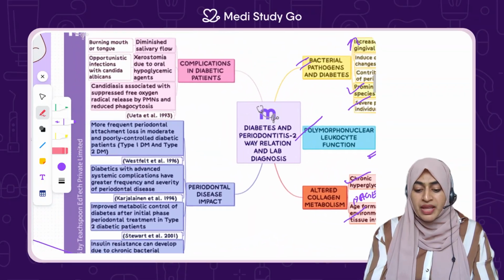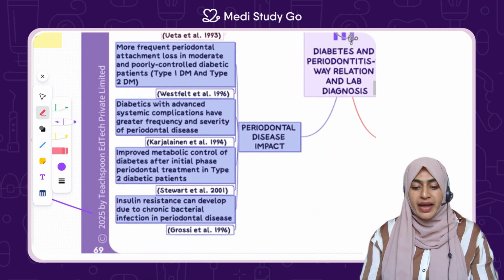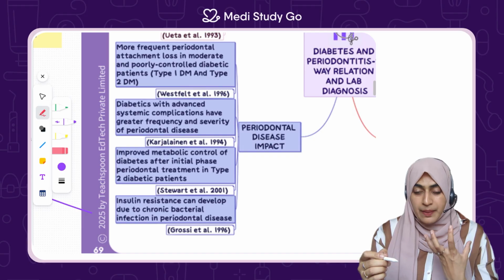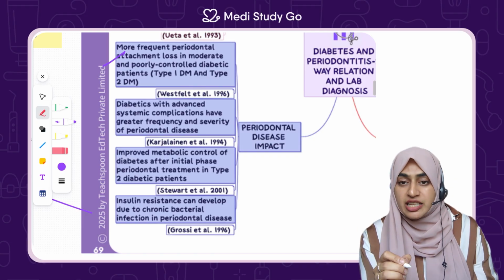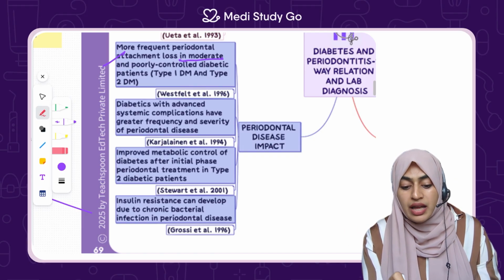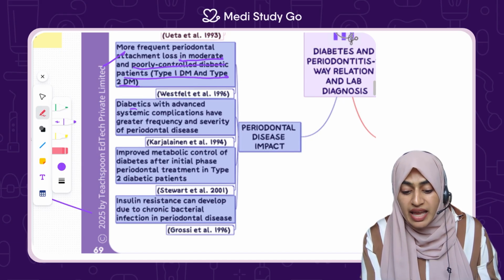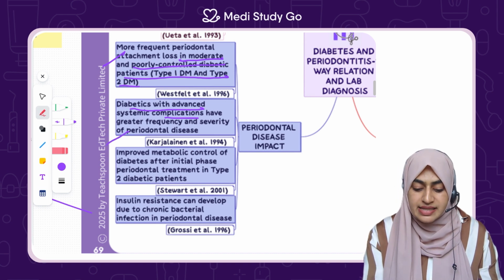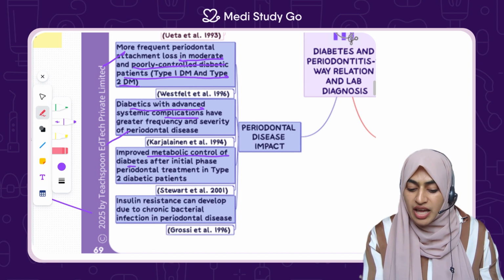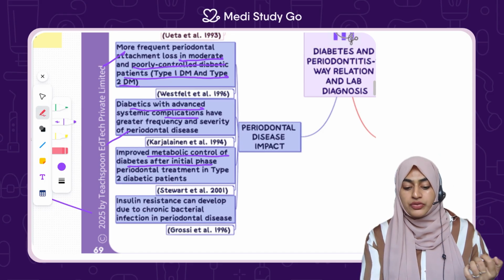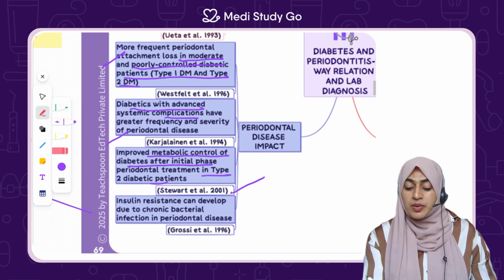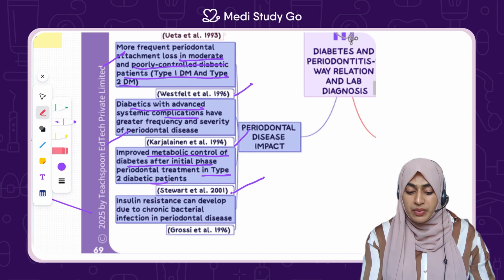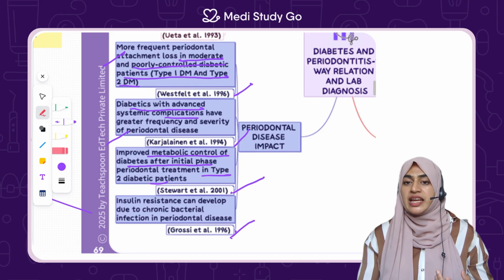Okay, then the periodontal disease impact, how does this impact happen? There is more frequent periodontal attachment loss in moderate and poorly controlled diabetic patients, type 1 and type 2. Diabetics with advanced systemic complications have greater frequency and severity of periodontal disease. Improved metabolic control of diabetes after the initial phase of periodontal treatment in type 2 has been proven. So these are researches which have already been proven. And insulin resistance can develop due to chronic bacterial infection in periodontal disease.